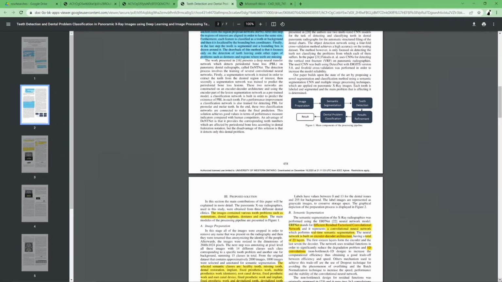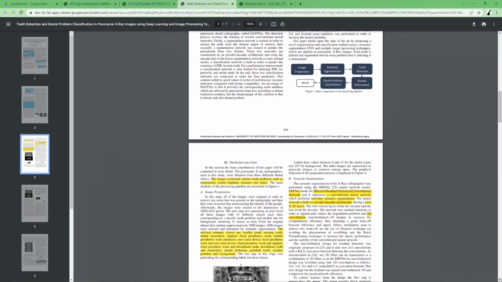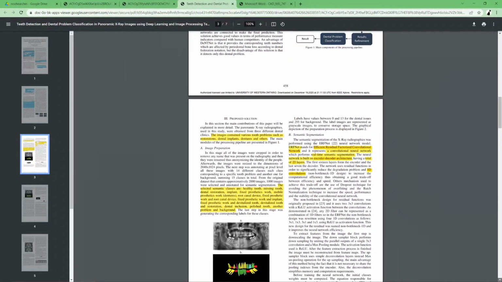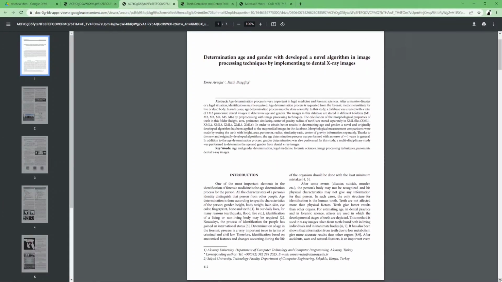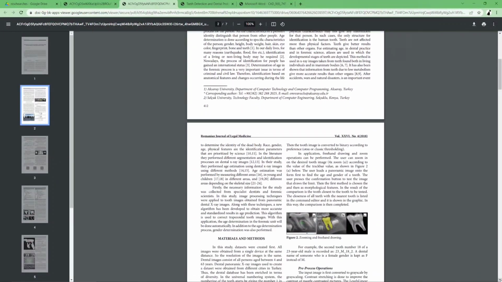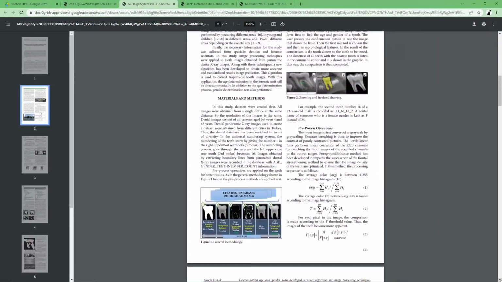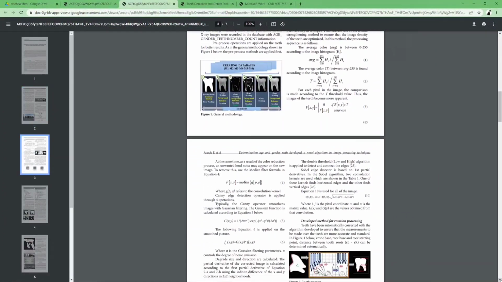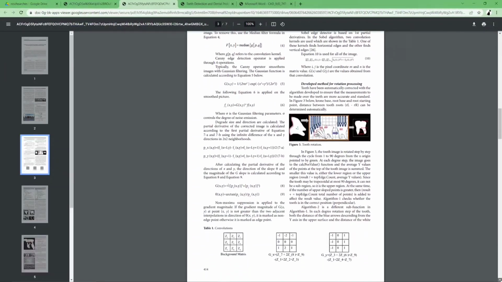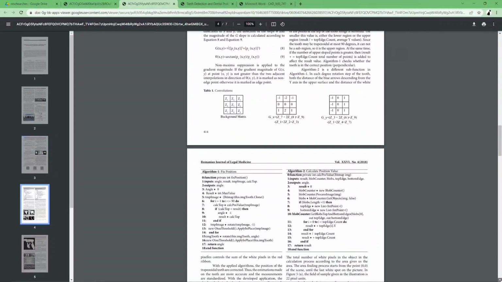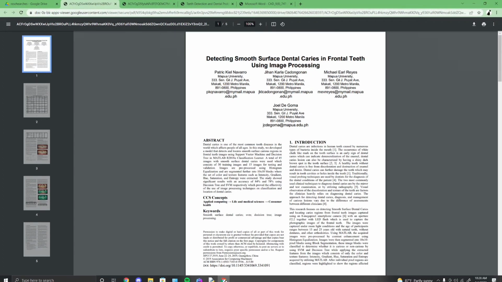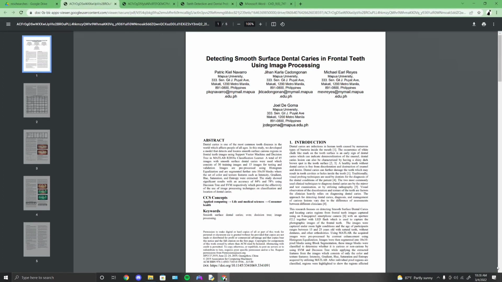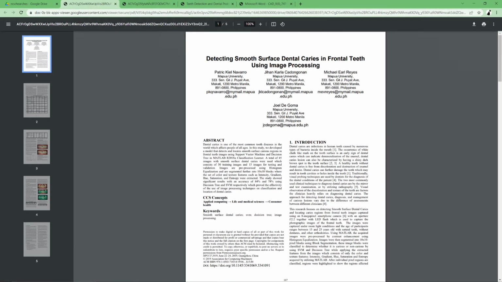There also have been other similar dental researches that have used X-ray images, such as detection of age and gender, developing a novel algorithm in image processing technologies by implementing it on dental X-ray images. As such, similar researches exist that have been using X-ray images as their choice of data for image processing.